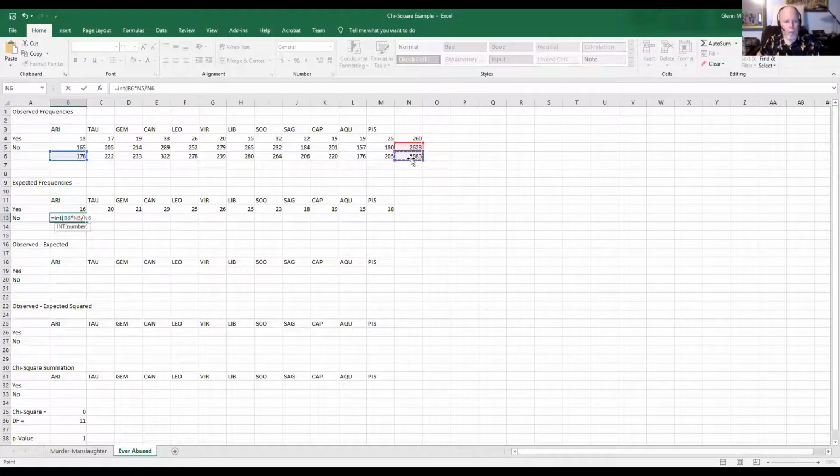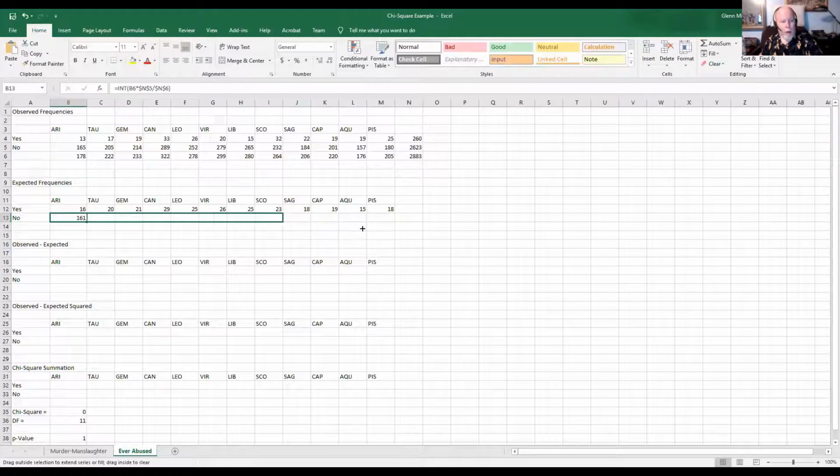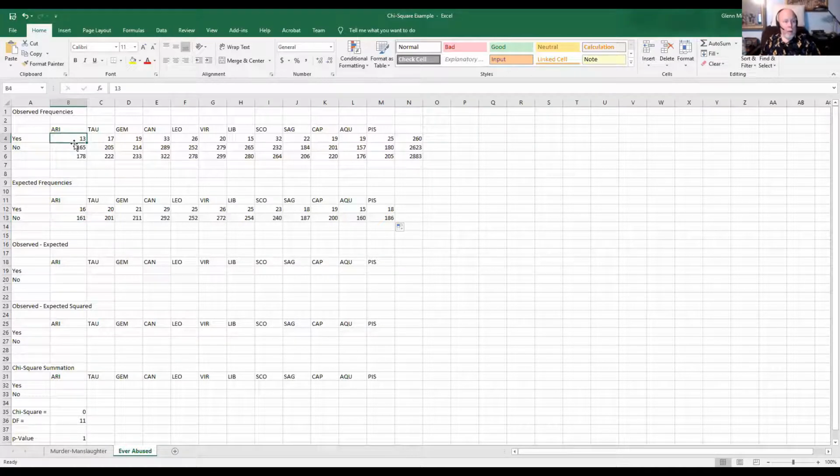Not exactly, but close. I'm just getting set up to do exactly the same thing with the next row that we did on the row above. I'm just making certain that the spreadsheet stays focusing on what we want it to focus on. So now I can drag it across. And so now we have our expected frequencies. We expected 161 had Mars in Aries. We expected 16 of them to have been abused. And in fact, when we look at it, only 13 of them have been abused.